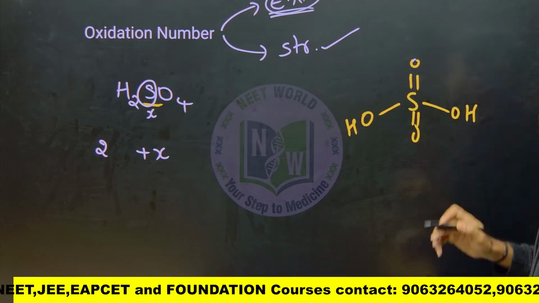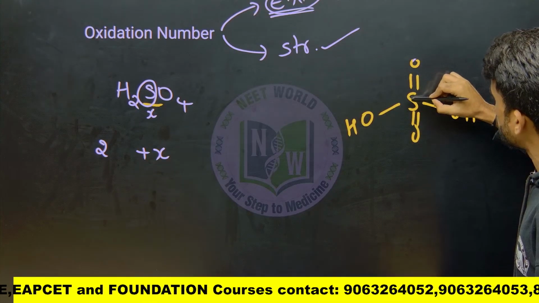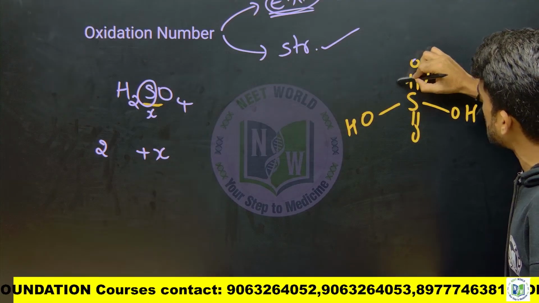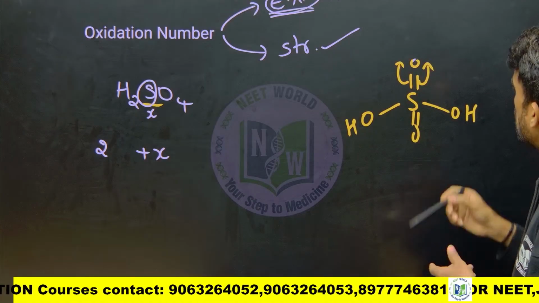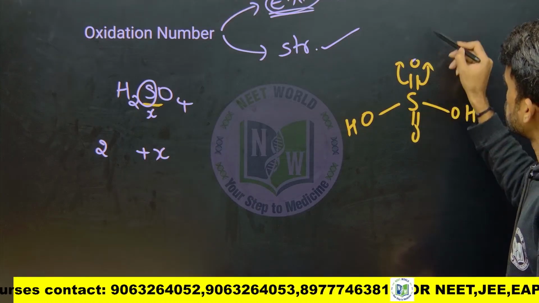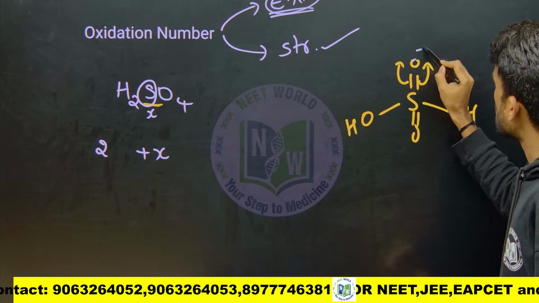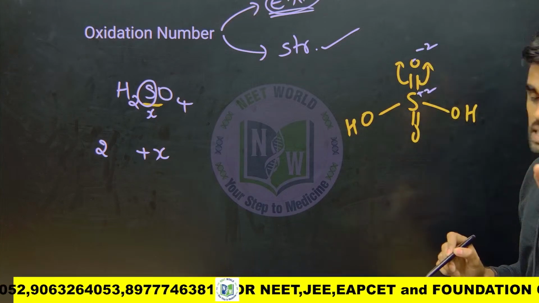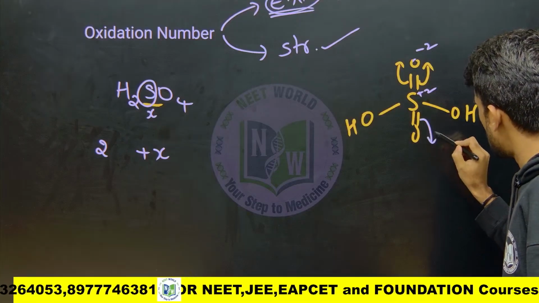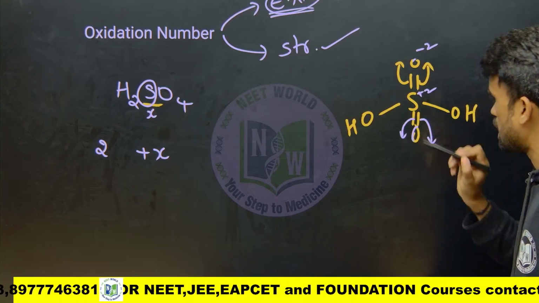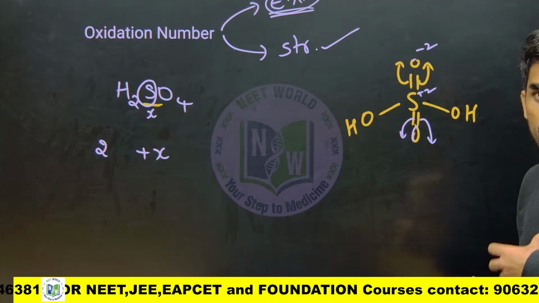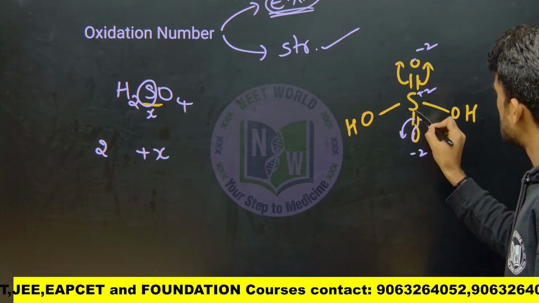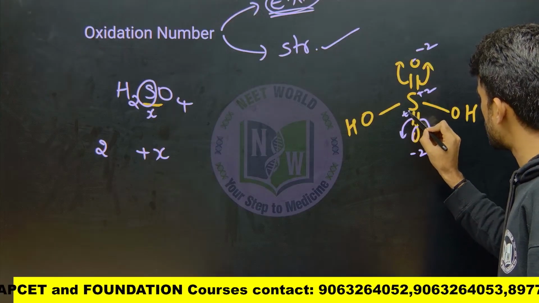Oxygen is more electronegative, right? So the bonds attached to the sulfur atom will be taken towards oxygen. Why? Because oxygen is more electronegative. How many bonds are there? 2 bonds. So with respect to these 2 bonds, oxygen will get a -2 charge and sulfur will get a +2 charge. Hope it is clear. Similarly on the downside, this oxygen will take these 2 bonds towards itself because of its higher electronegativity. So this oxygen will get a -2 charge and sulfur will get a +2 charge with respect to these 2 bonds also.